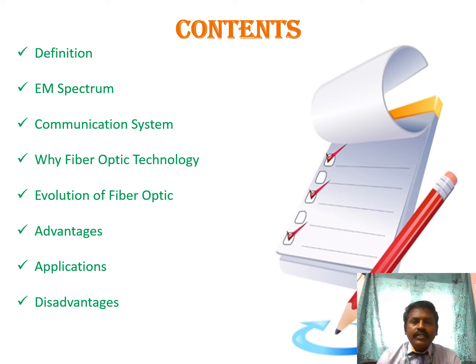The main content of this lecture video contains the following important topics. First, the definition of optical fiber communication and the electromagnetic spectrum, then what a basic communication system is and how this basic communication system is converted into an optical fiber communication system, then why optical fiber technology is needed, then the evolution of optical fiber technology, then the advantages of optical fiber communication, then applications, and finally I will conclude this lecture video by telling about the disadvantages.